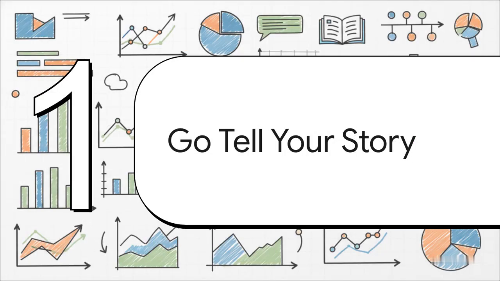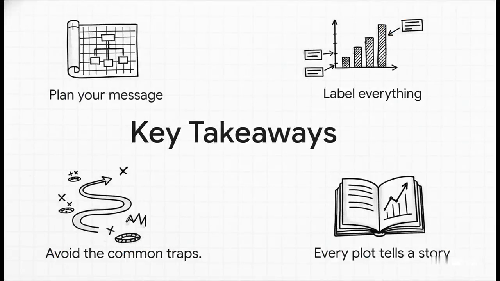All right, so we've covered the basics, the golden rules, and the traps to watch out for. You now have the fundamental toolkit you need to start telling your own stories with data. So let's do a super quick recap of the key takeaways. 1. Always plan your message before you write any code. 2. Label everything clearly. No excuses. 3. Know the common traps so you can avoid them. And most importantly, never forget that every plot you create is an opportunity to tell a compelling story.